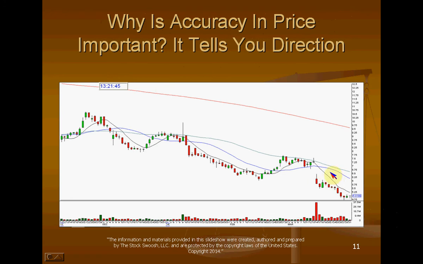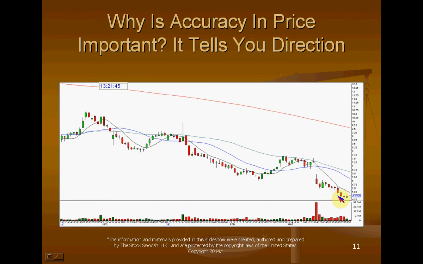Now, why do I say that? Here's a great example of why accuracy in price is important, because this was a short. This was a short. This is a short. And if you don't believe me, just look at the price today. This is the day of the actual move that I called lower, okay? At the time, the stock was around six. It's hit the target. It broke $5 a couple days ago. So you can see now that the call I made on this followed through and worked.